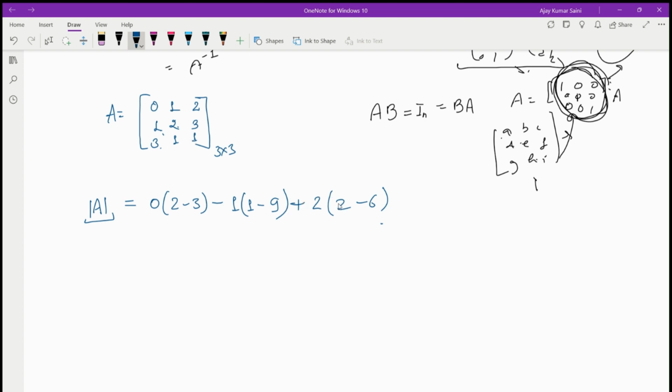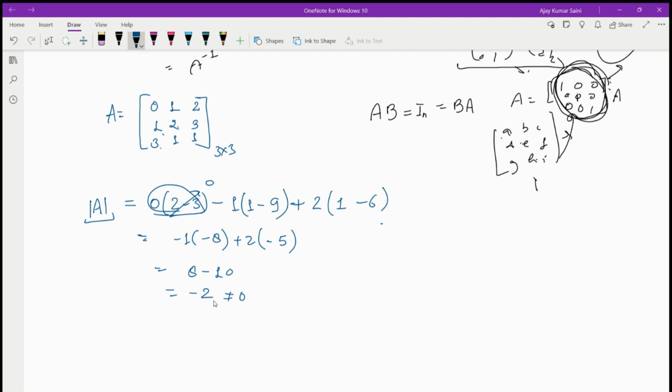It is 1 into 1 is 1, no, 2, sorry for this. So 1 into 1 is 1. Now it is 0. It is minus 1 into minus 8, it is plus 8, and it is minus 10, so it is minus 2. So minus 2 is not equal to 0.